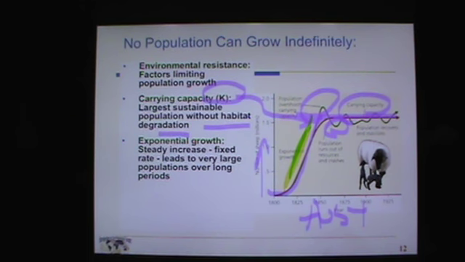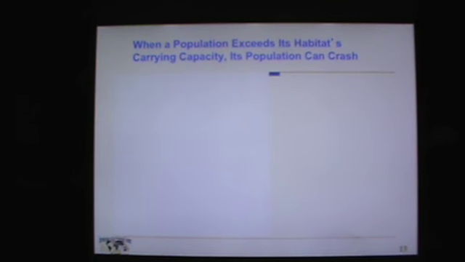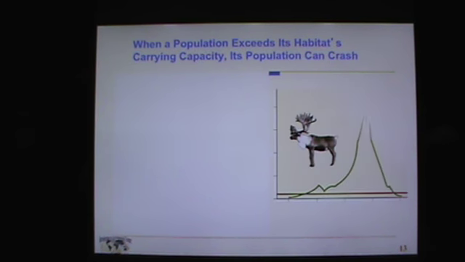However, what we look at over the long term is a flattening out, a thing called logistic growth. Exponential growth followed by a decrease or leveling off of the population so that you have logistic growth. That's just the term for it. So when a population exceeds its habitat's carrying capacity, the population can crash.